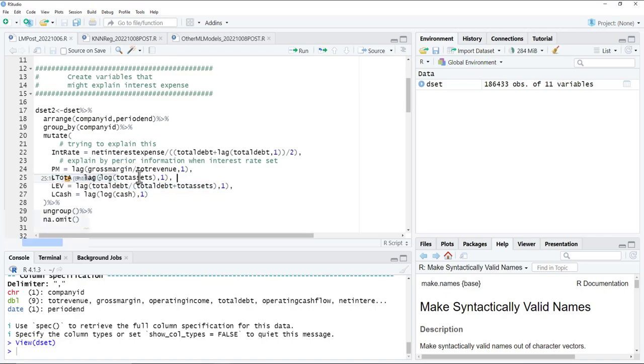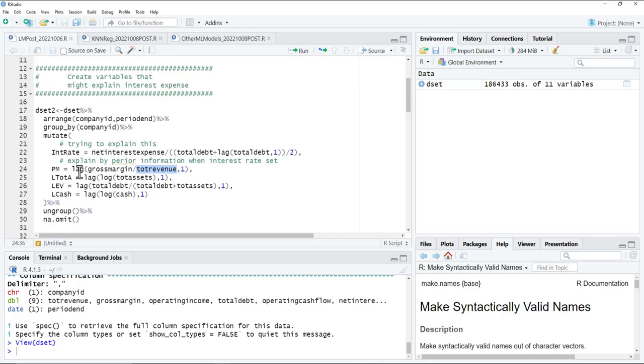Total assets, the same thing as the cash. If you have more assets available, that's more collateral for taking out the loan, so it should reduce your interest rate. And then finally, I'm using gross margin as a percent of revenue, so how profitable you are as a company. Maybe that should lead to lower interest rates because you'll have more cash flow to help pay off that interest.